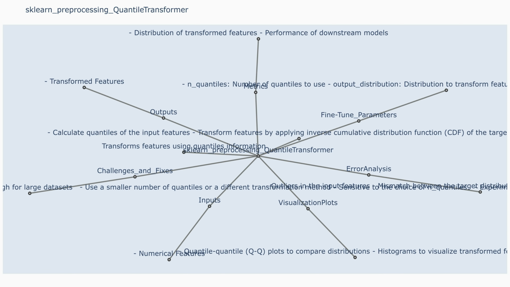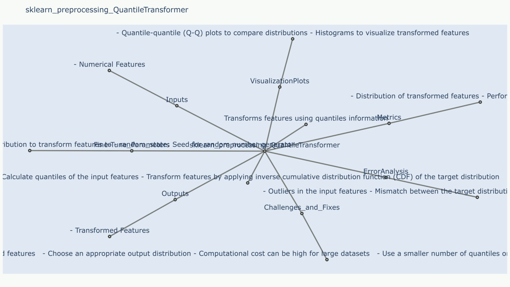sklearn preprocessing QuantileTransformer. Description. The quantile transformer is a feature transformation technique that maps the features to a uniform or Gaussian distribution. It essentially converts the original distribution of each feature to a new distribution, which is either uniform or Gaussian, regardless of the original distribution. It achieves this by mapping the percentiles of the original data to the percentiles of the target distribution.